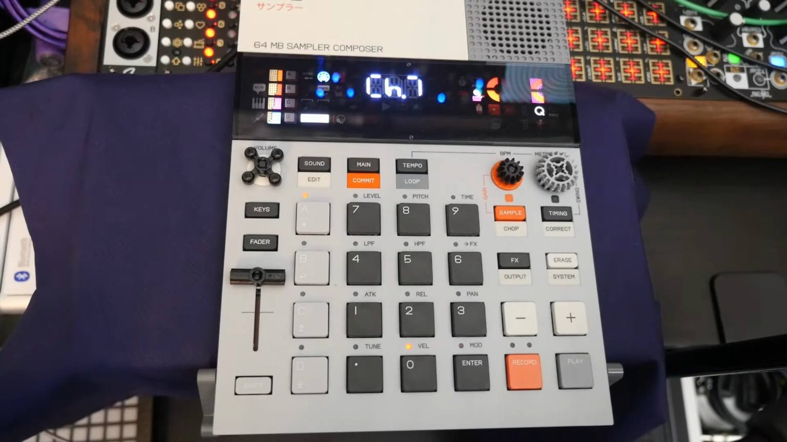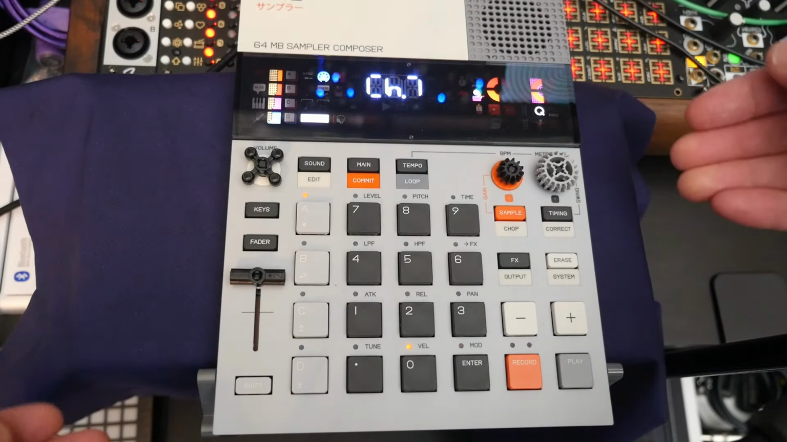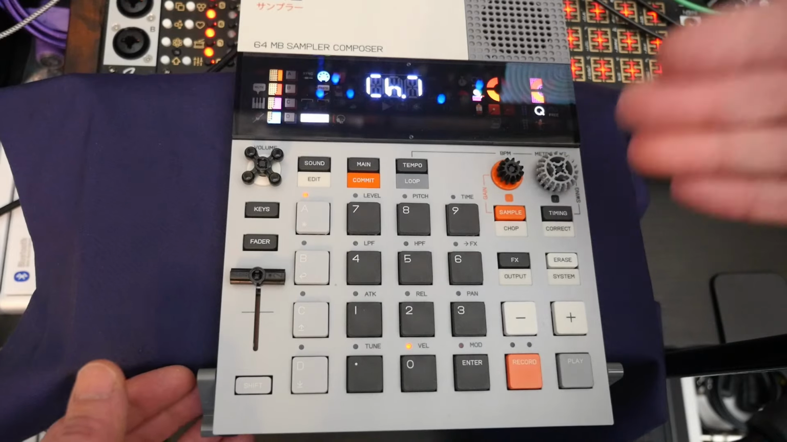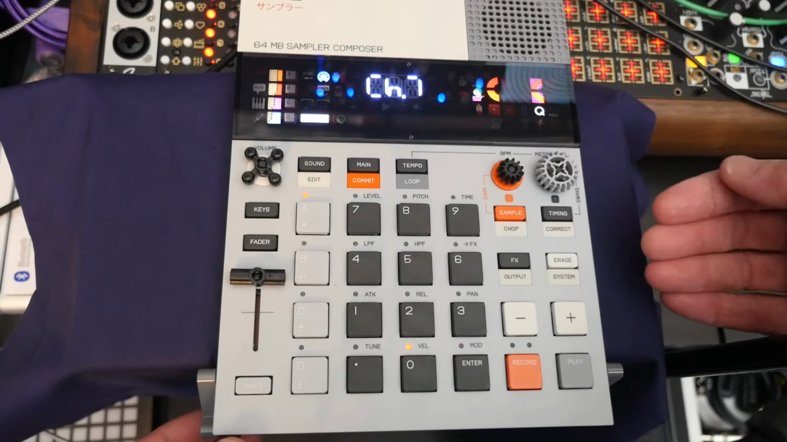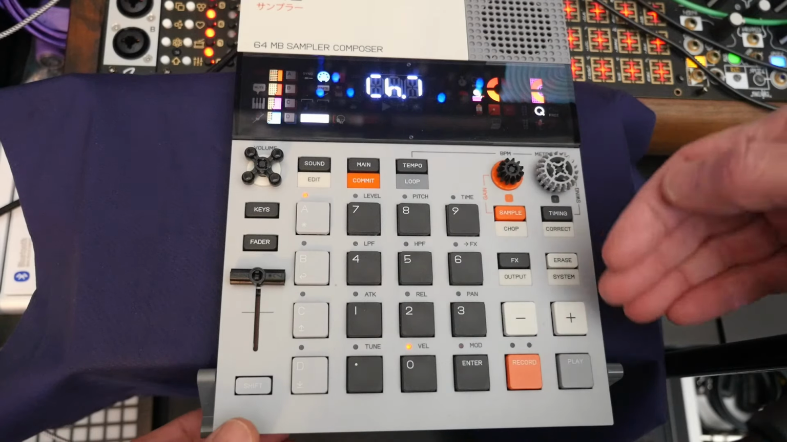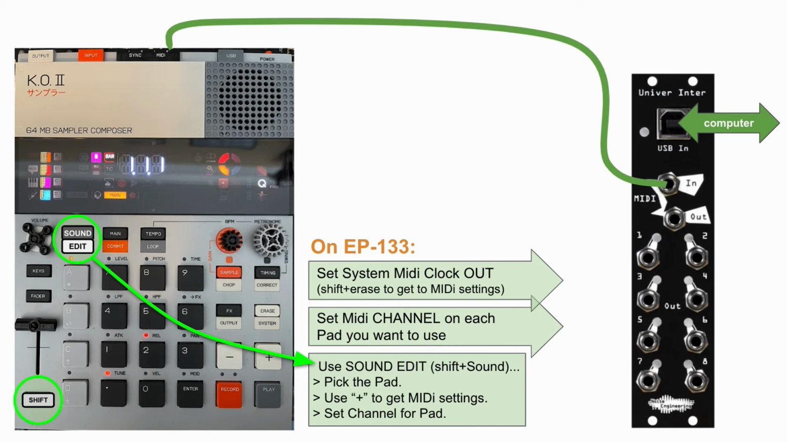So those are the signals I'm going to be sending, and that's all set up now from the EP-133 to send the MIDI data so that it can be interpreted and translated into CV and gate data on the modular. So that's the sending setup from the KO2 EP-133. Now notice, all we really do on the sending device is declare the channel. All the information that is available will be sent on that channel, and it is up to the receiving device to listen to just the data it wants.